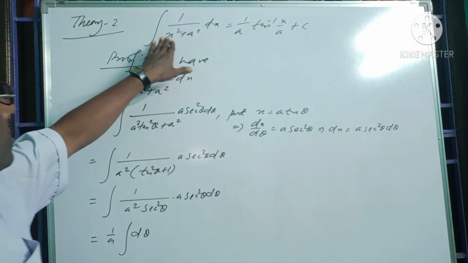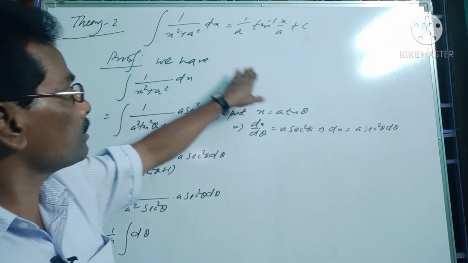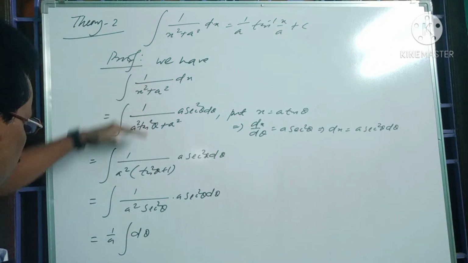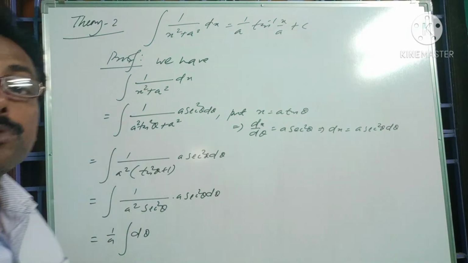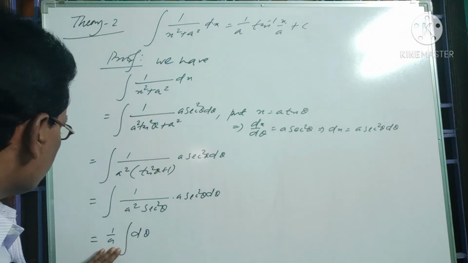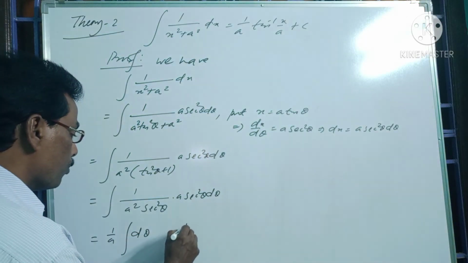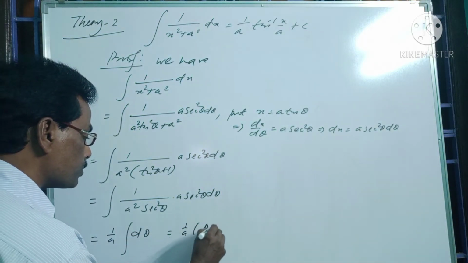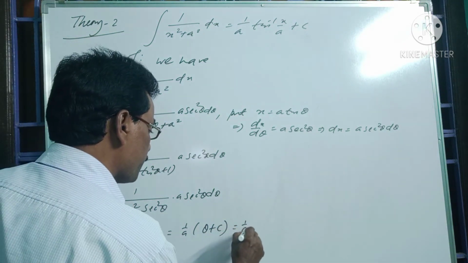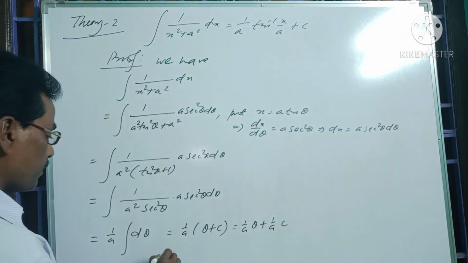So the non-standard function 1 by x square plus a square, after careful substitution and differentiation, has been transformed into 1 by a into the integration with respect to theta, which is easily integrable. Integrating, we have 1 by a into theta plus c, where c is the constant of integration, that is, 1 by a into theta plus 1 by a into c.